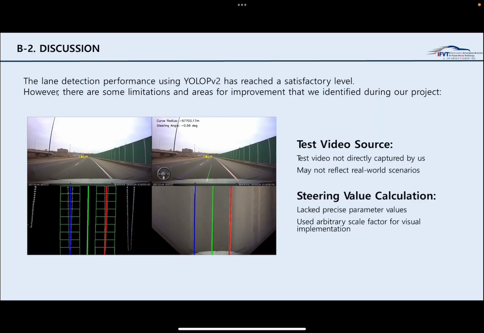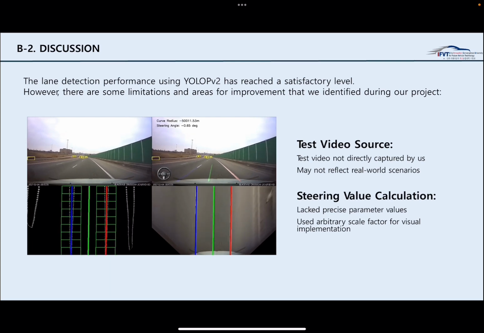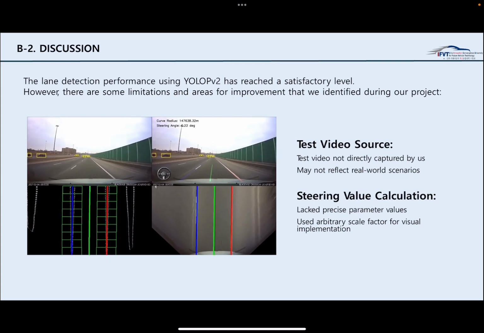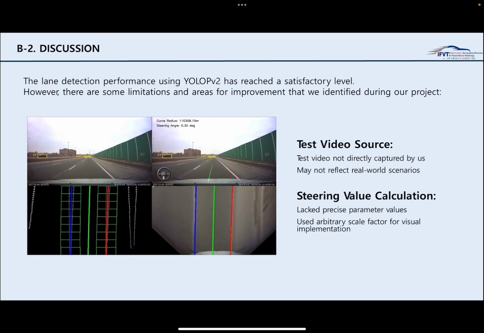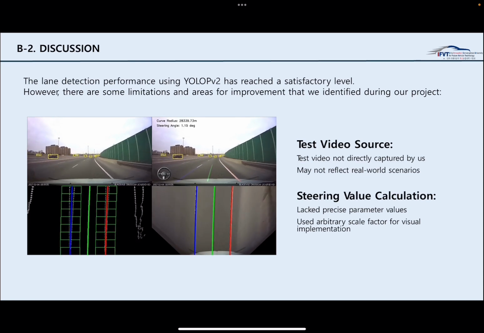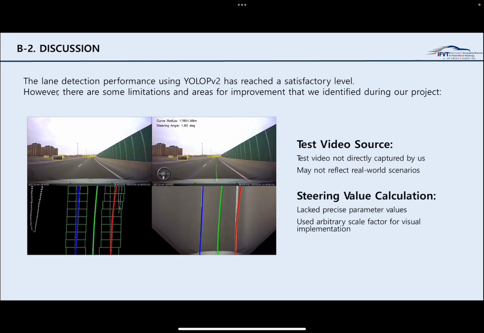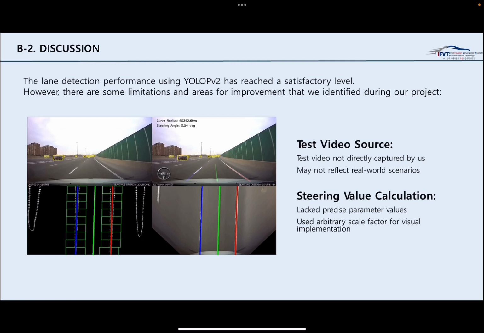In this slide, we present the algorithm implementation video. The second video shows curvature and steering angle visualization. The third video displays estimated lane curves in a bird's-eye view, and the last video overlays these curves to verify accuracy. We are exploring object detection for lane keeping when lane detection fails.